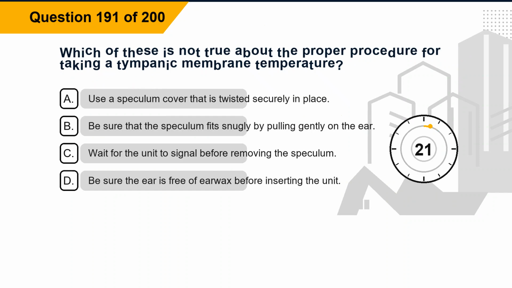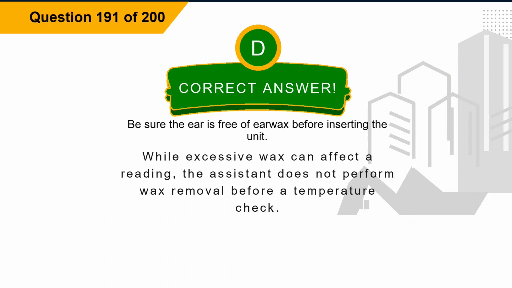Question 191. Which of these is not true about the proper procedure for taking a tympanic membrane temperature? Option A. Use a speculum cover that is twisted securely in place. Option B. Be sure that the speculum fits snugly by pulling gently on the ear. Option C. Wait for the unit to signal before removing the speculum. Option D. Be sure the ear is free of earwax before inserting the unit. The correct answer is option D. Be sure the ear is free of earwax before inserting the unit. Explanation. While excessive wax can affect a reading, the assistant does not perform wax removal before a temperature check.